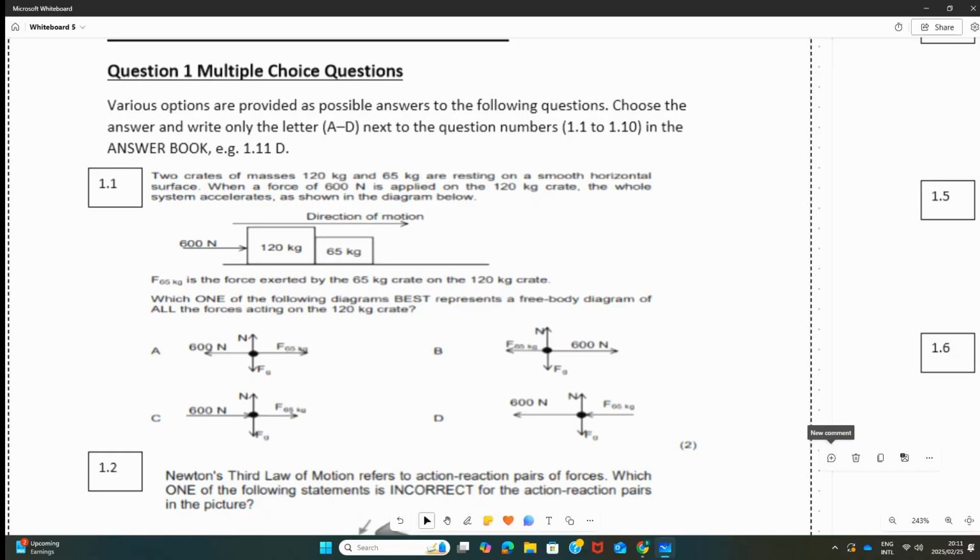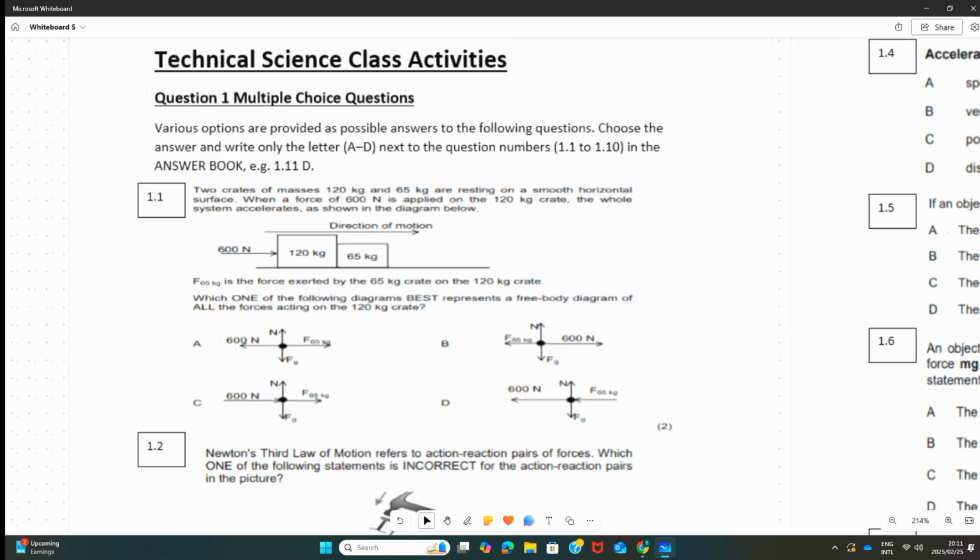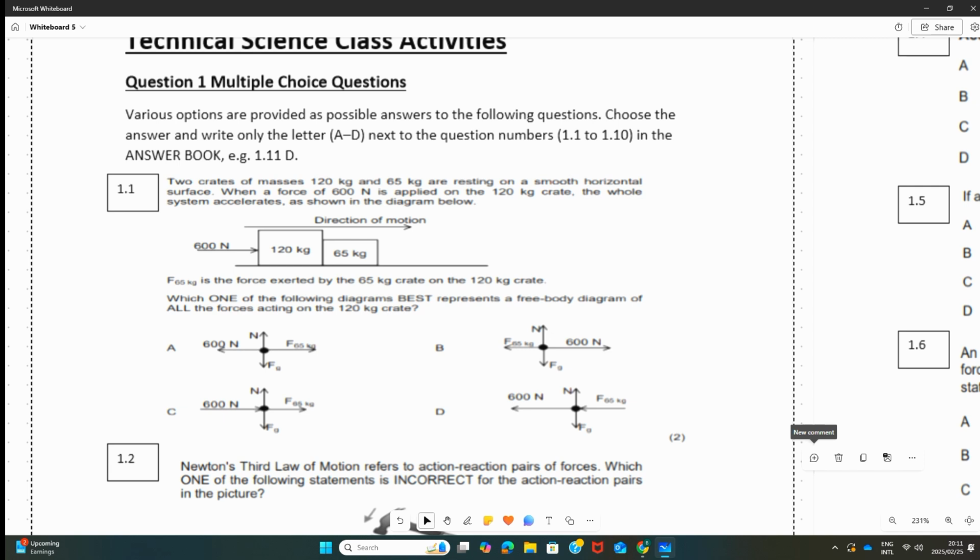The first question, scenario number 1.1. Two crates of masses 120 kilograms and 65 kilograms are resting on a smooth horizontal surface. When a force of 600 newtons is applied on the 120 kilogram crate, the whole system accelerates as shown in the diagram below. F65 is the force exerted by the 65 kg crate on the 120 kg crate. Which one of the following diagrams best represents a free body diagram of all the forces acting on the 120 kilogram crate? So it is possible that there are 4 forces acting on the crate of 120 kilograms.